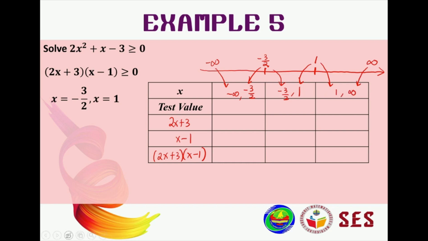So we already know that infinity is always an open interval. So what about negative 3 over 2 and 1? Okay, let me draw a box here. Let's call it a blue box. So look at this blue box. Does the inequality have an equal sign? Yes. So it is a closed bracket.